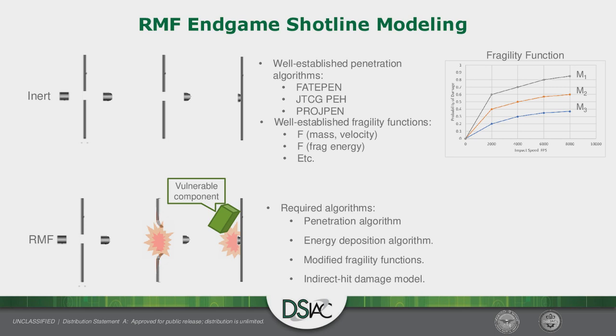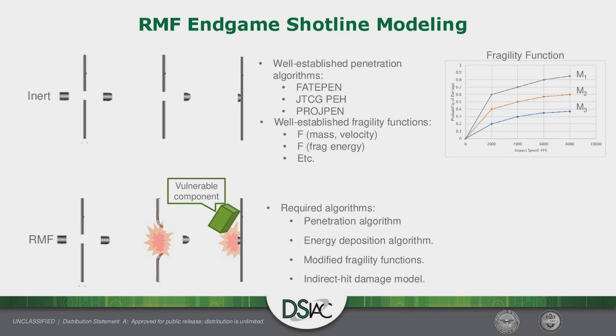So the fundamental thing in an endgame simulation is the modeling of individual shot lines. In the case of inert fragments, it's fairly straightforward. They will impact things, reduce mass and speed, impact another thing, reduce the impact speed more, and eventually they'll stop or exit the target. So the penetration modeling is done with well-established algorithms.